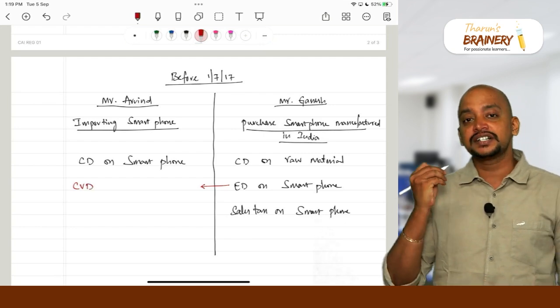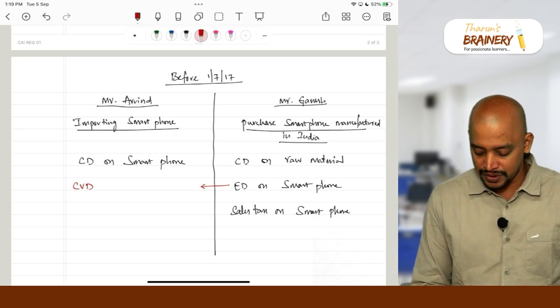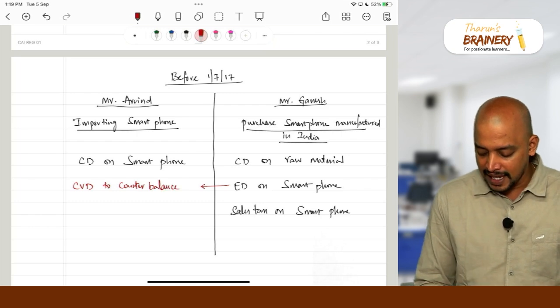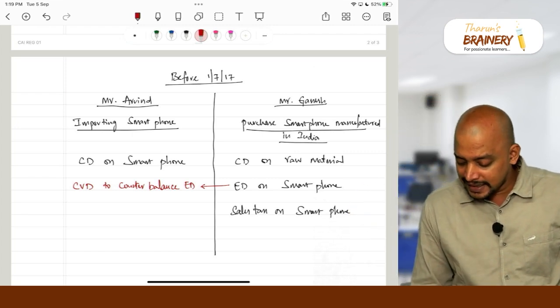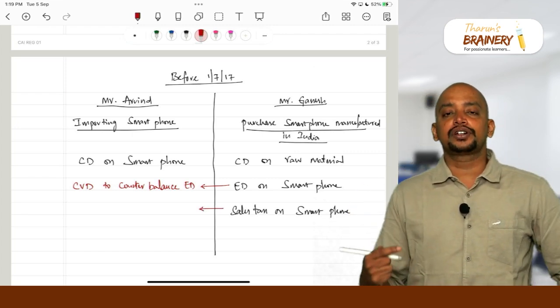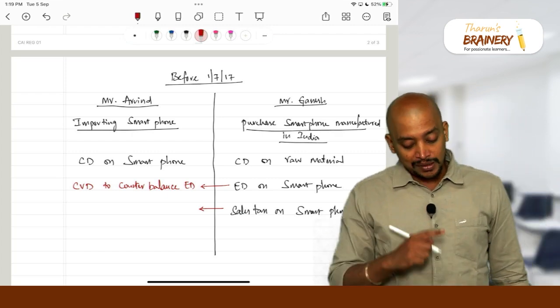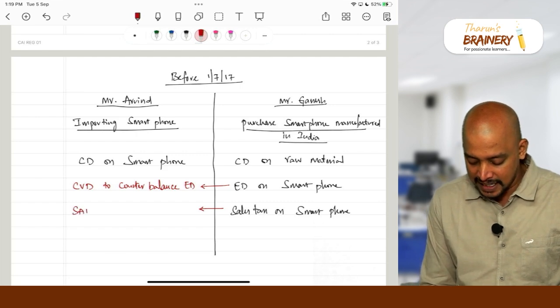CVD, countervailing duty, to counterbalance excise duty. They have levied CVD. And sales tax also cannot be levied on imported goods. So only on locally sold goods sales tax can be levied. So to counterbalance that sales tax, they have levied something called SAD.